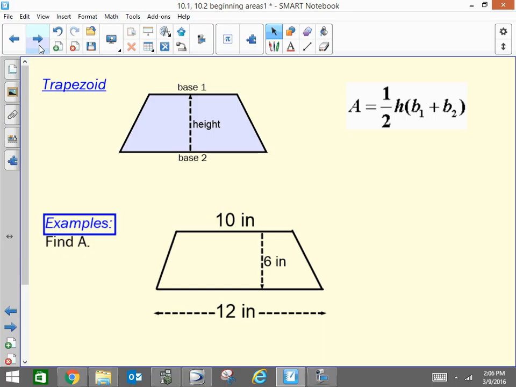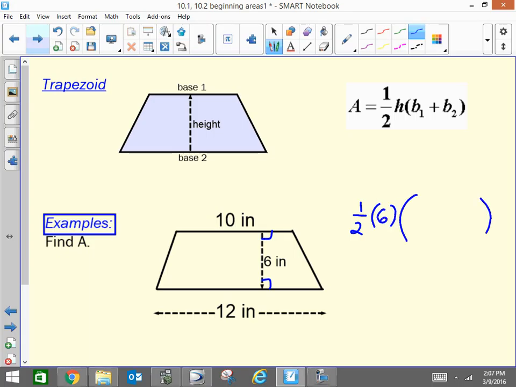Okay, so here we go. 1/2 H. We assume when they draw it like this, there is a perpendicular business there. That's straight up and down distance. They should mark it one way or the other. So our height is 6. And our bases get added together. Okay. And then you solve. It's an easy little solving.